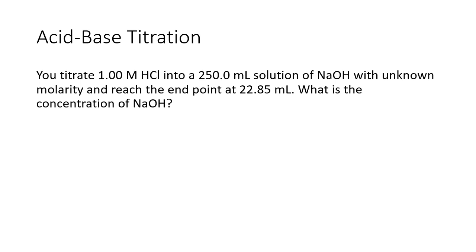You titrate 1.00 molar HCl into a 250 milliliter solution of NaOH with an unknown molarity and reach the endpoint at 22.85 milliliters. What is the concentration of NaOH? So we have 1 molar HCl, we use 22.85 milliliters of it. We have 250 milliliters of NaOH.